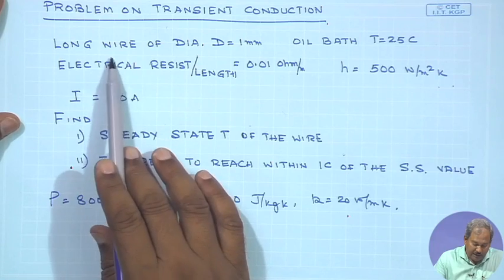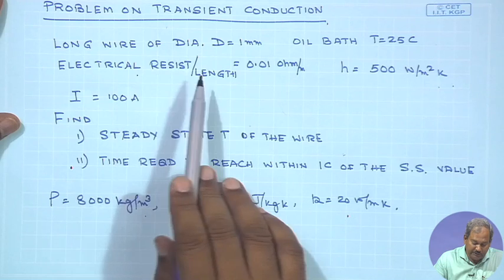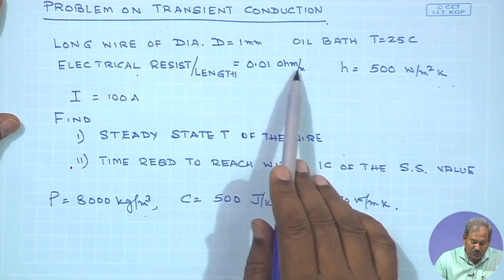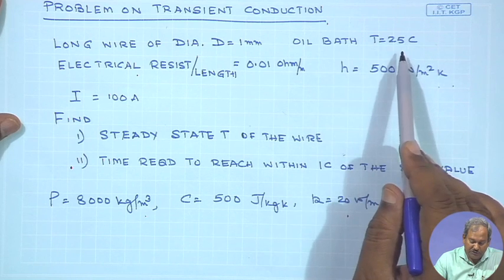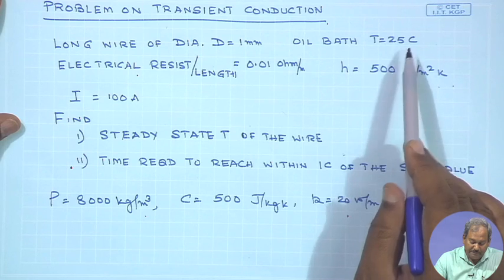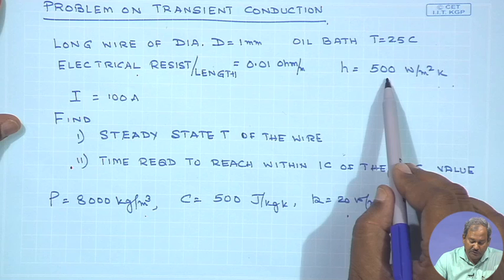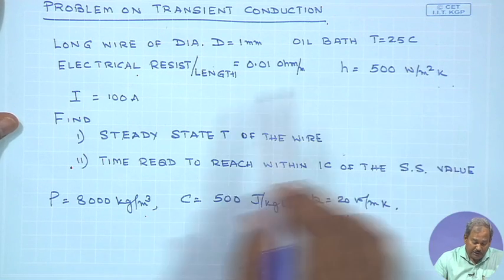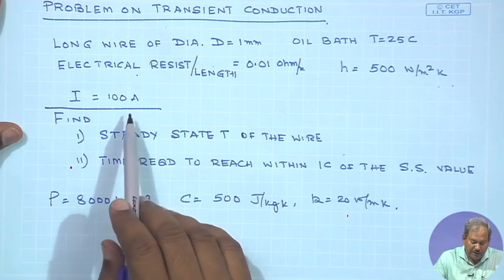So, I have written down the problem in this way. We have a long wire of diameter 1 millimeter. The electrical resistance per unit length of this wire is 0.01 ohm per meter. It's submerged in an oil bath whose temperature is 25 degree centigrade, and the entire process is governed by a convective heat transfer coefficient of 500 watt per meter square Kelvin, and the current which flows through this wire is 100 ampere.